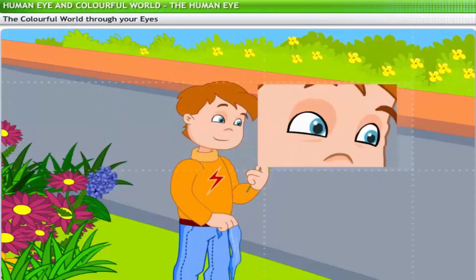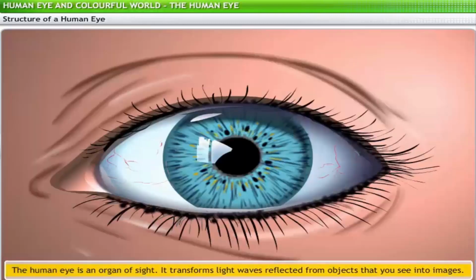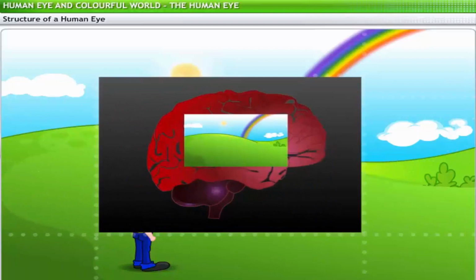The human eye is the organ of sight for human beings. Your eye transforms light waves reflected from objects that you see into images. The information about these images is then sent to your brain. Based on this information, your brain creates a picture of what you look at. This is how your eye enables you to see.